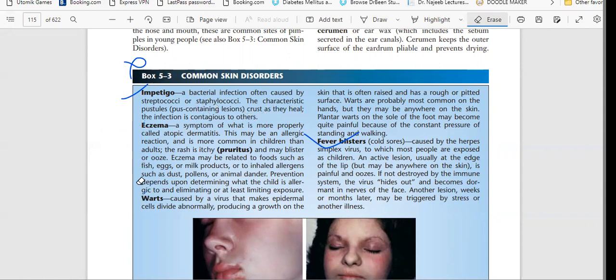Next, we have eczema. Eczema is the most common and mostly seen in patients. Eczema is a symptom of what is more properly called atopic dermatitis, also known as atopic dermatitis. This may be allergic also.